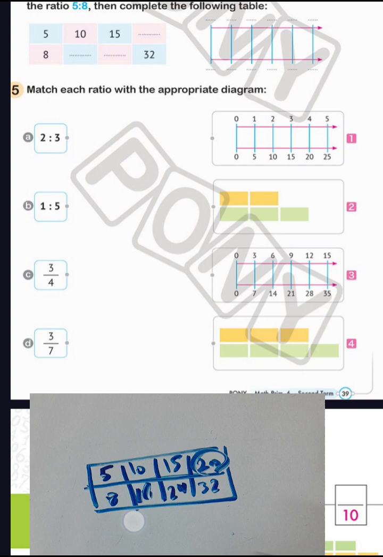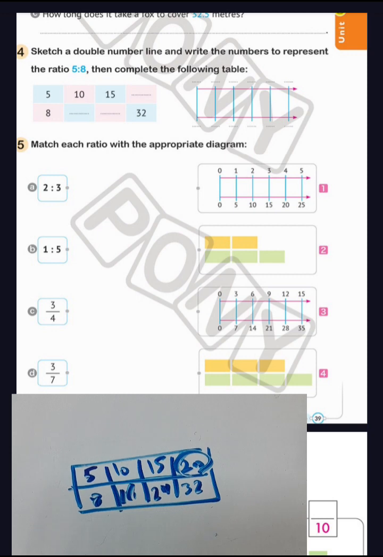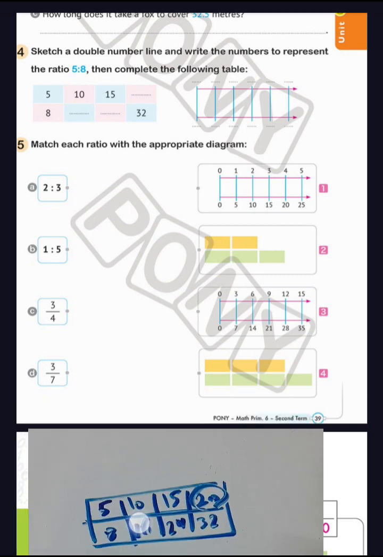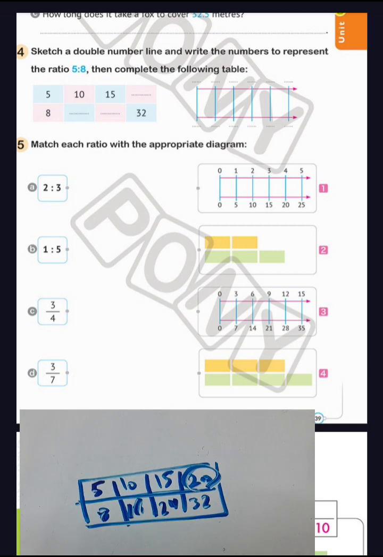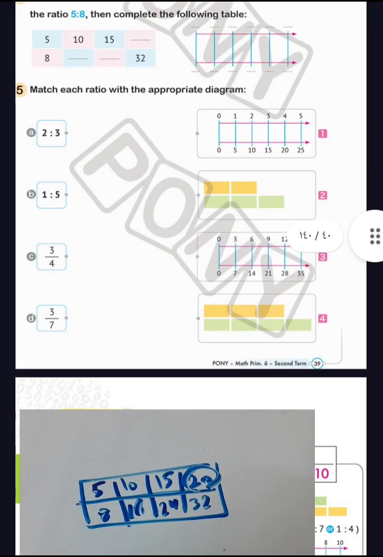Okay, match each ratio to its diagram. 2 to 3, where 2 and 3 is the first. Here you want to match the result 2 over 3. We have 2 and 3 in the image. And 1 and 5 will be number 1, letter B with number 1. And for 3 over 4, it shows the last one, number 4, letter C with number 4. And 3 over 7 is number 3, letter D with number 3.